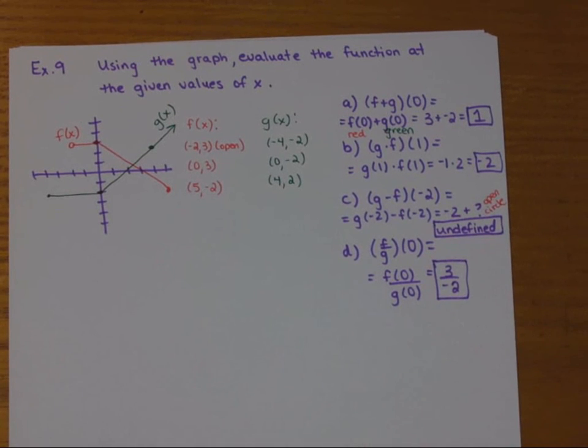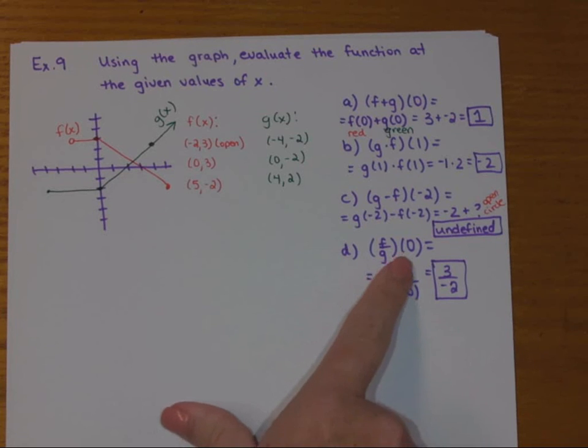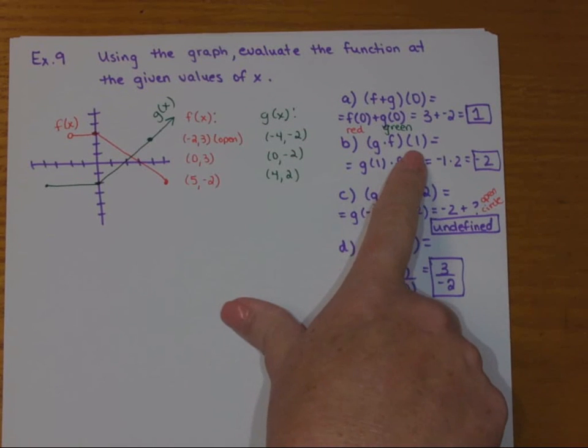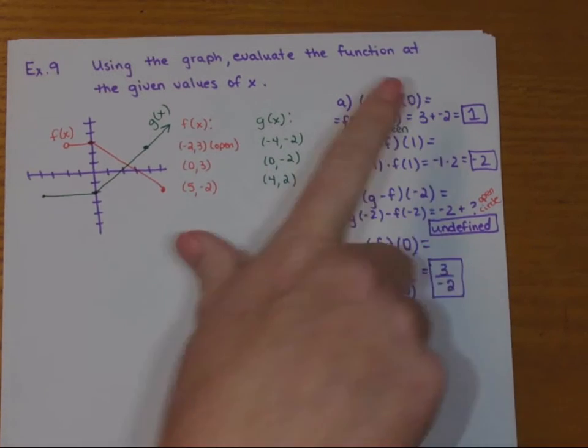Okay, so either in equation form or graph form, what we're asking for with function values, remember, is always what is the y when x is whatever. Here it's 0, here the x is negative 2, here the x is 1, and then, of course, here the x is 0.